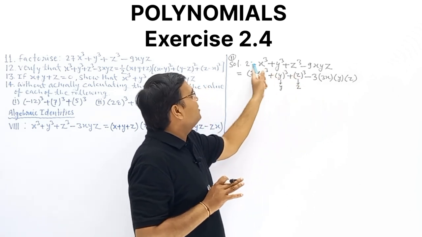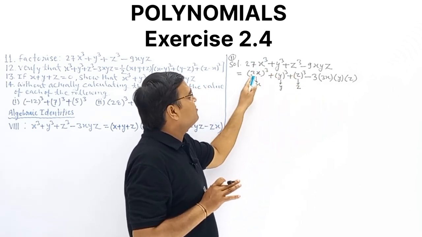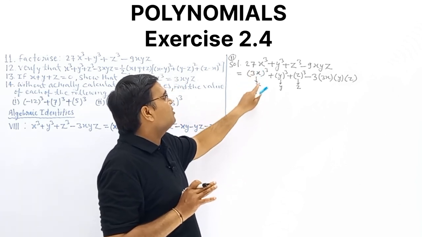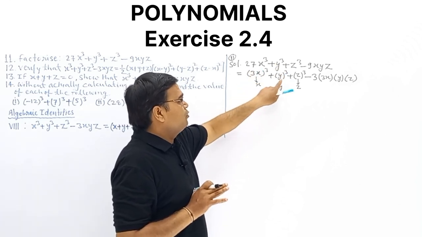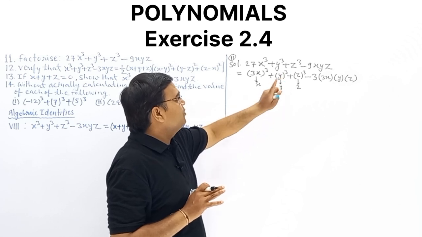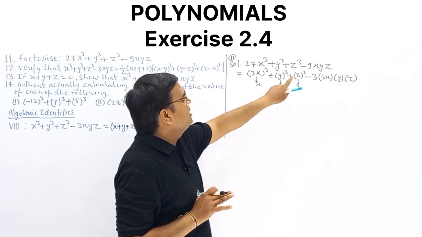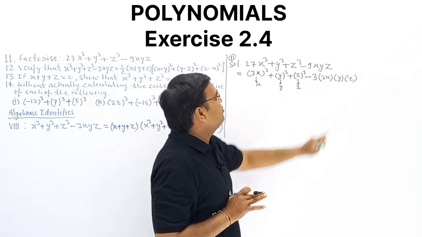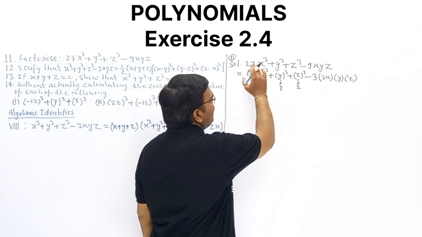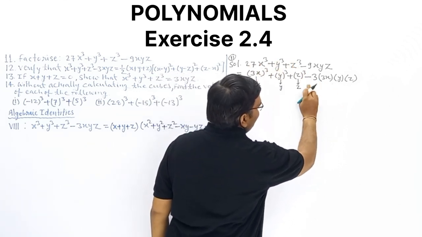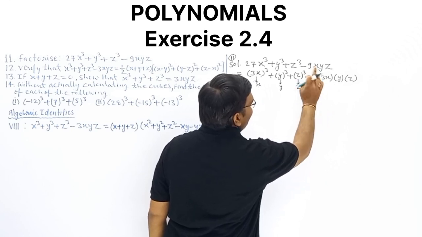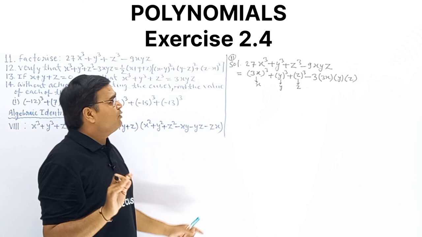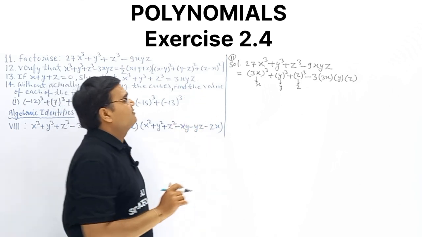So how are we writing it? 27x cube can be written as (3x) whole power 3, so x here is 3x. Y cube, no necessity to change. Y cube, we want y as it is, and z is this one. Then minus 3 times this. Once we solve, we get 9xyz, when we multiply: 3 threes are 9. Clear?